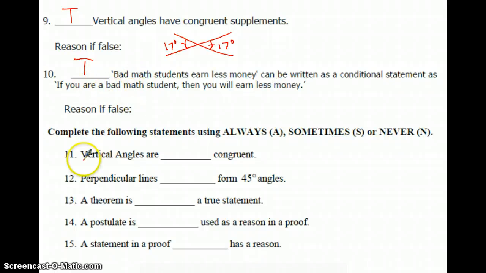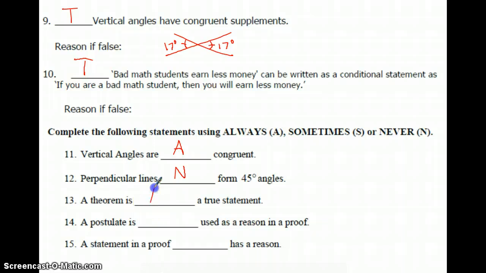All right, always, sometimes, never. Vertical angles are always congruent. That's a theorem. Perpendicular lines, sometimes 45-degree angles. I'm sorry, I was thinking complementary. Never form 45-degree angles because they have to form 90.